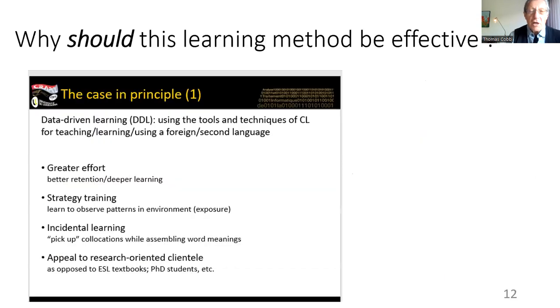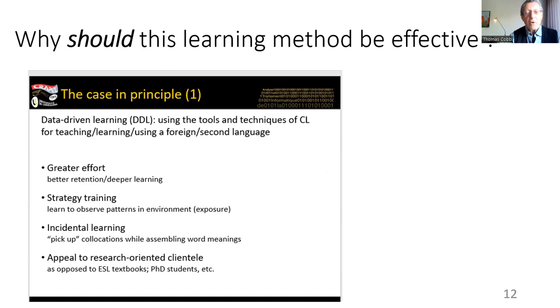So why should data-driven learning as a learning method be effective? Well, obviously, it's going to take more effort to dig out the meaning of prestigieuse than to just have it given to you in a one-word synonym. It trains you in strategies, which you need anyway. The strategy is to build up evidence from the environment and to gradually put it together. It is incidental learning. You pick up collocations, for example, while assembling word meanings without even wanting to particularly.